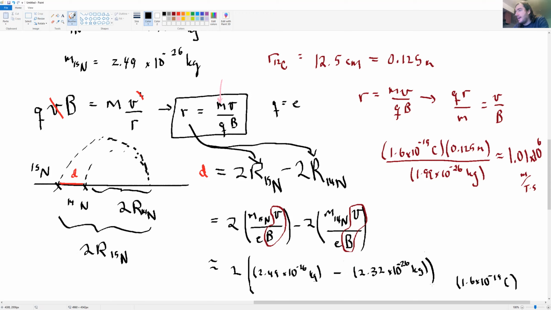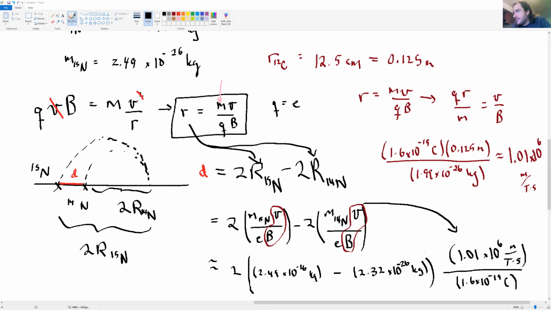So it seems that our answer depends only on the difference of the masses here. If you want to know the difference of the two radii, you can look at the difference of the masses. The charge goes on the bottom over here, but we calculated a numerical value for V over B, so we plug that into the top. So 1.01 times 10 to the 6 meter per Tesla second here. Okay, and the 2, we don't want to forget about the 2 there.